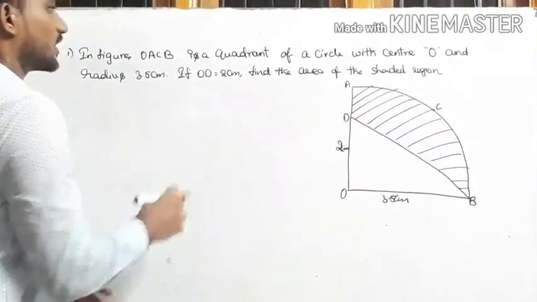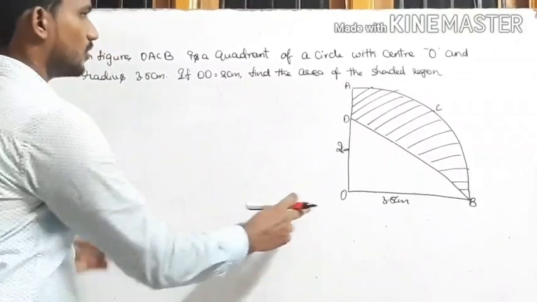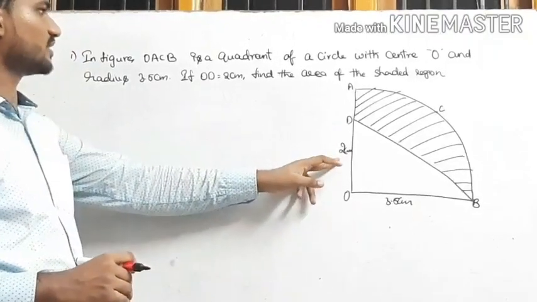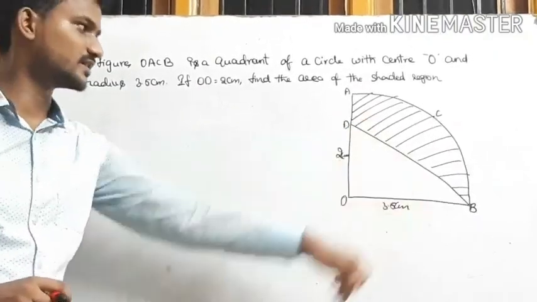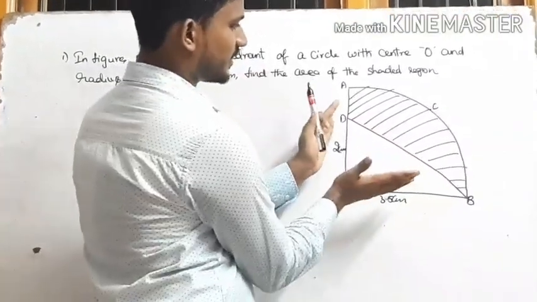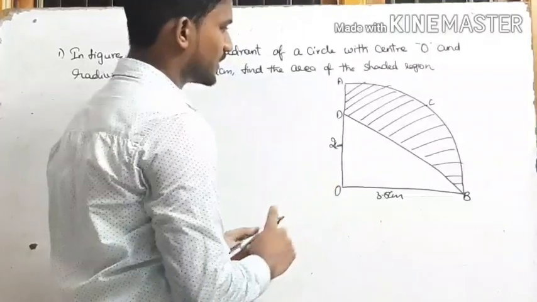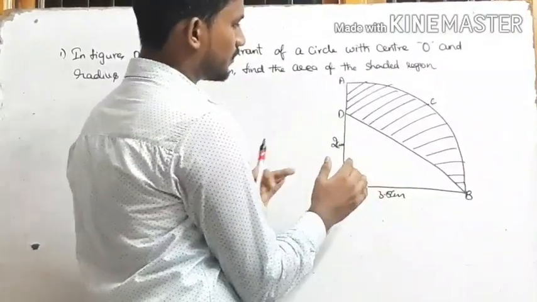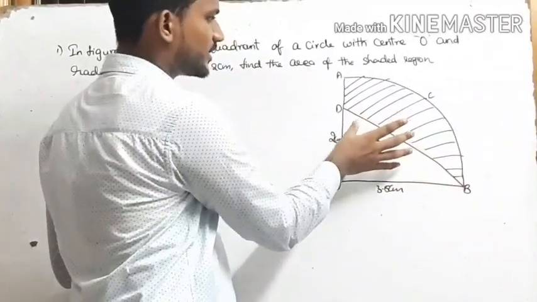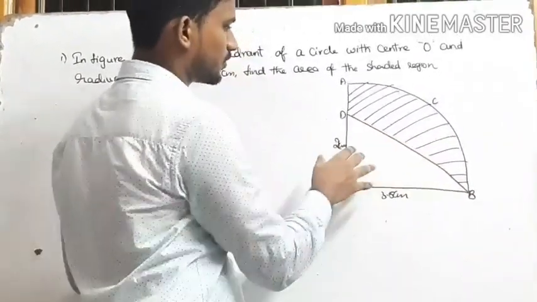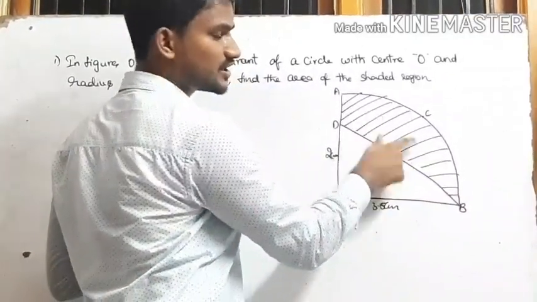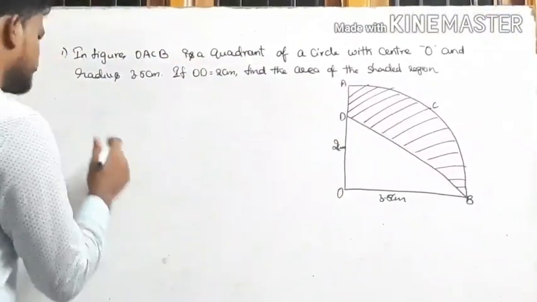Here OACB is a quadrant of a circle with center O and radius 3.5 centimeters. If OD equals 2 centimeters, find the area of the shaded region. We want to find this shaded region. It is a segment. First we want to find the area of the segment. Then we want to find the area of the triangle. From the area of the segment, we want to eliminate the area of the triangle. Then there will be the area of this shaded region. We want to find this.